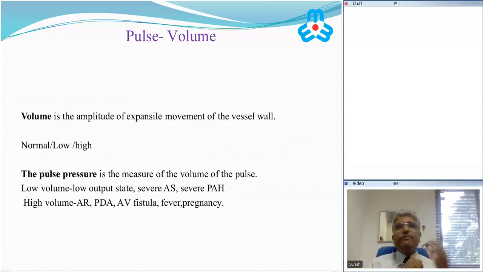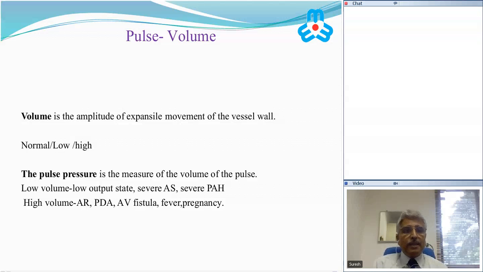After checking the rate and the rhythm, you are looking at the volume of the pulse. The volume of the pulse is the amplitude of the expansile movement of the vessel wall. And you normally feel the pulse with your 3 fingers. So it is the middle finger that you use to assess the volume of the pulse, to know the amplitude of the expansile movement of the vessel wall. It can be normal, low or high. And a quantitation of the volume is given by the pulse pressure.